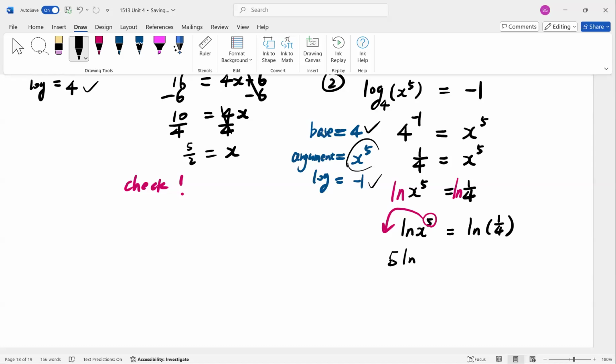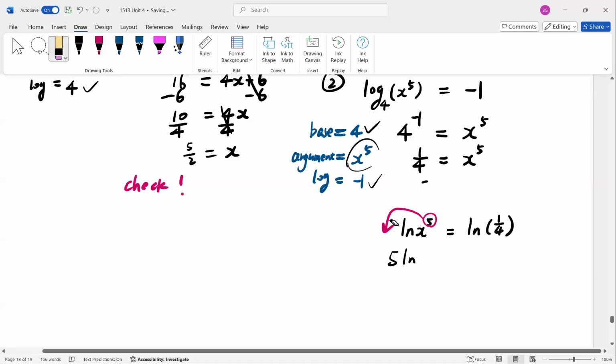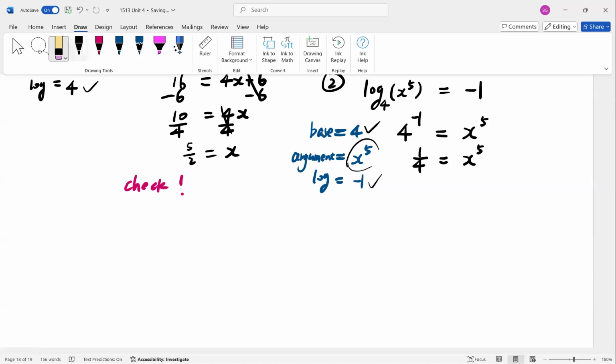Let me see if this works. Oh no, it's not an exponential equation. The x is in the base, not the exponent. So how do we... okay, this is what we can do.